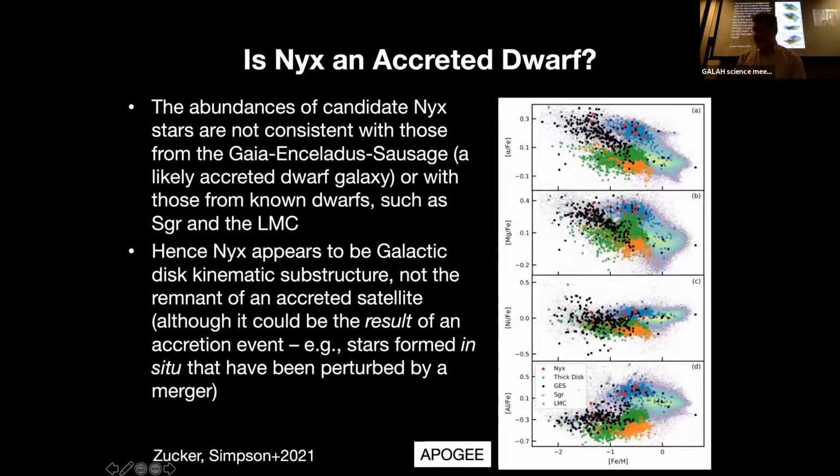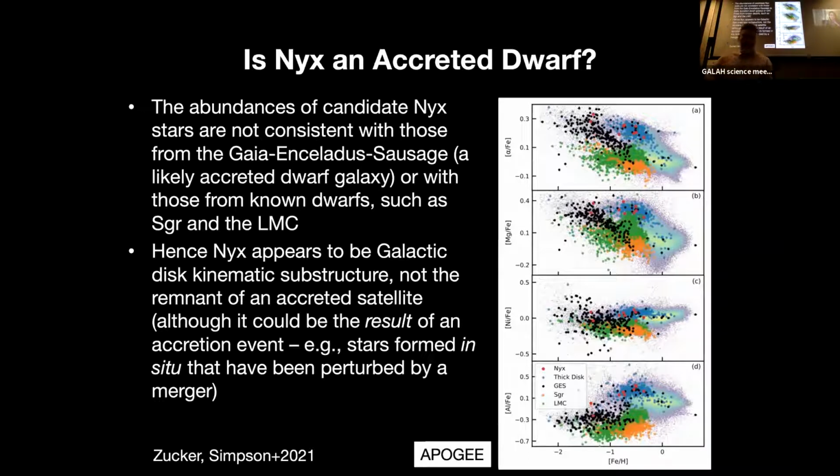Looking at APOGEE data, which goes out much further, so you can look at essentially more dwarf galaxies, it's not consistent with Sagittarius. It's not consistent with the LMC. It's not consistent with the Gaia-Enceladus-Sausage. And it is consistent with the thick disk.